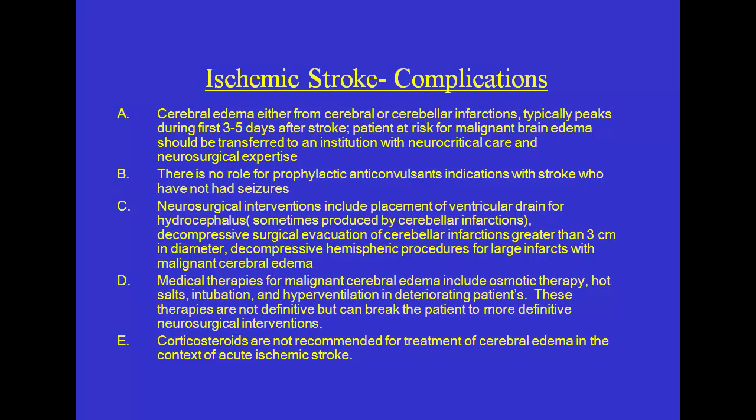People who seem to be at risk for malignant brain edema, and that's particularly young patients where there's less atrophy to accommodate the infarct, should be transferred to an institution with neurocritical care and neurosurgical expertise. So you start to get atrophy around 40, about when you start your residency, or when you finish your residency or fellowship. There's no role for prophylactic anticonvulsants in patients who've had a stroke that haven't had seizures.